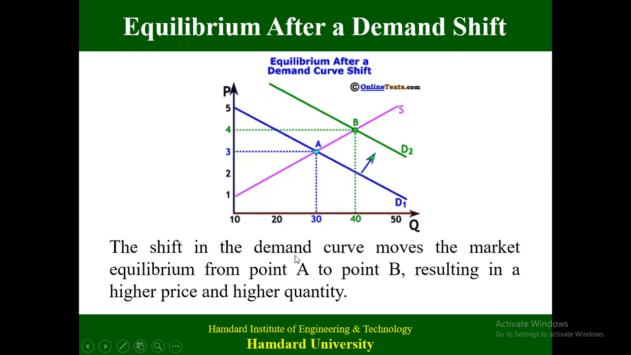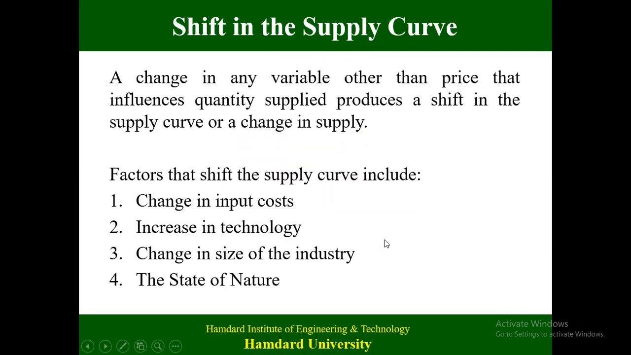The shift in the demand curve moves the market equilibrium from point A to point B, resulting in a higher price and higher quantity. This can be seen from the equilibrium point, which lies at a price of 3 and quantity of 30 at point A, shifting with D1 towards D2, A to B. So the change in the demand curve also shifts the market from its initial point to a new point. Shift in supply curve.